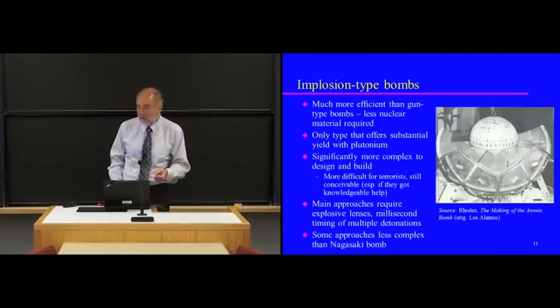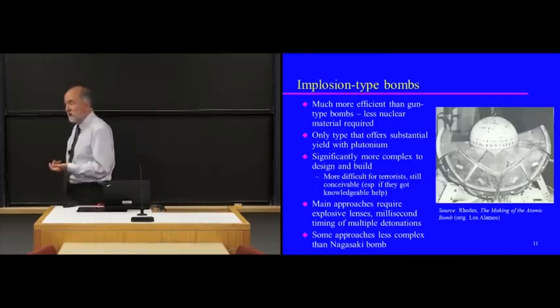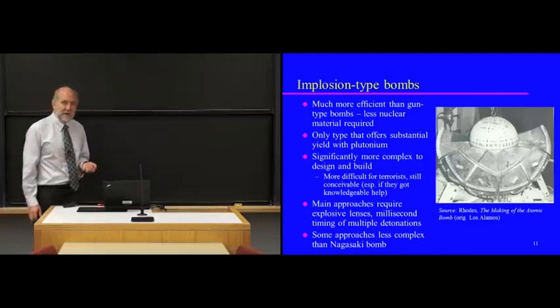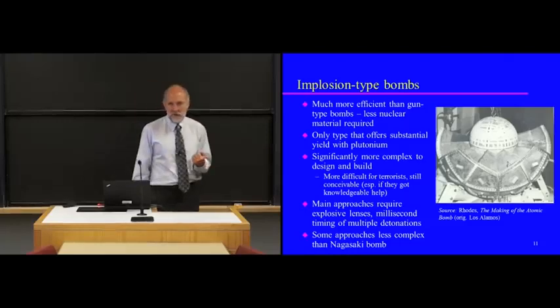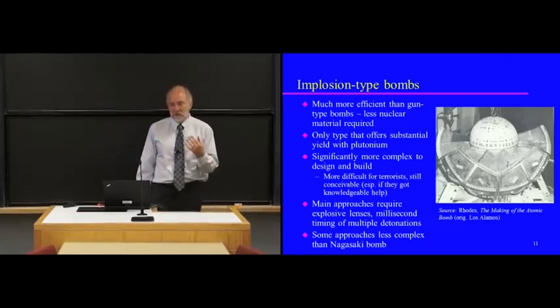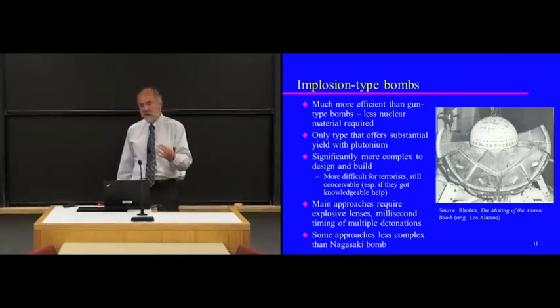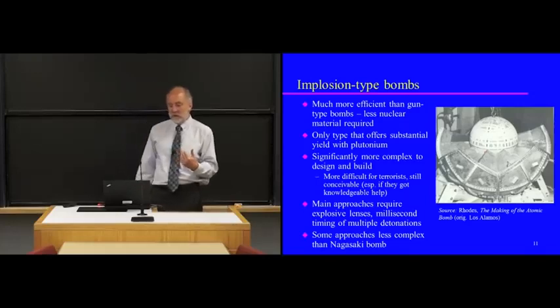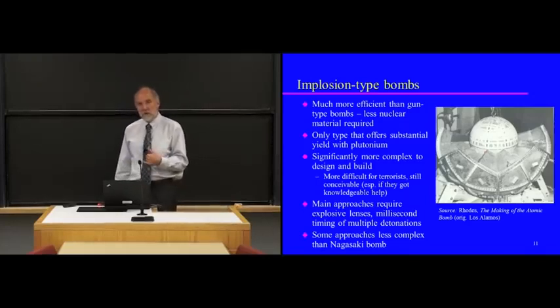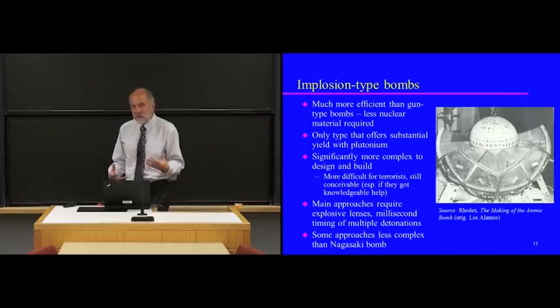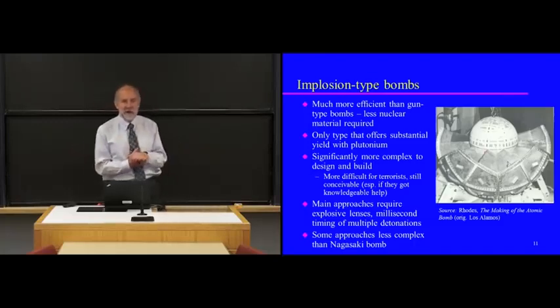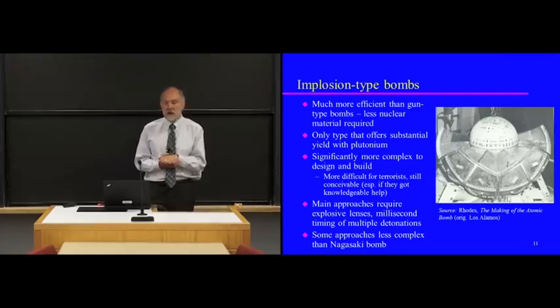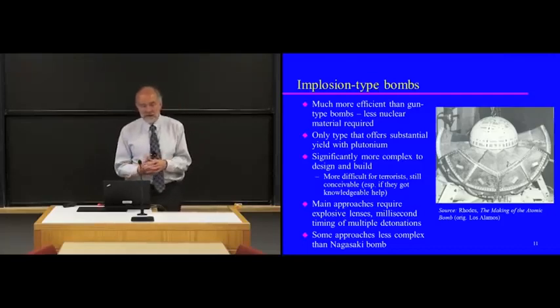Okay? So if what you have is plutonium, or if what you have is not enough highly enriched uranium for a gun-type bomb, because remember, those gun-type bombs are very inefficient, then what you use is an implosion-type bomb. So this is one where you are trying to crush that nuclear material down to a higher density. These are much more efficient and therefore need less nuclear material.